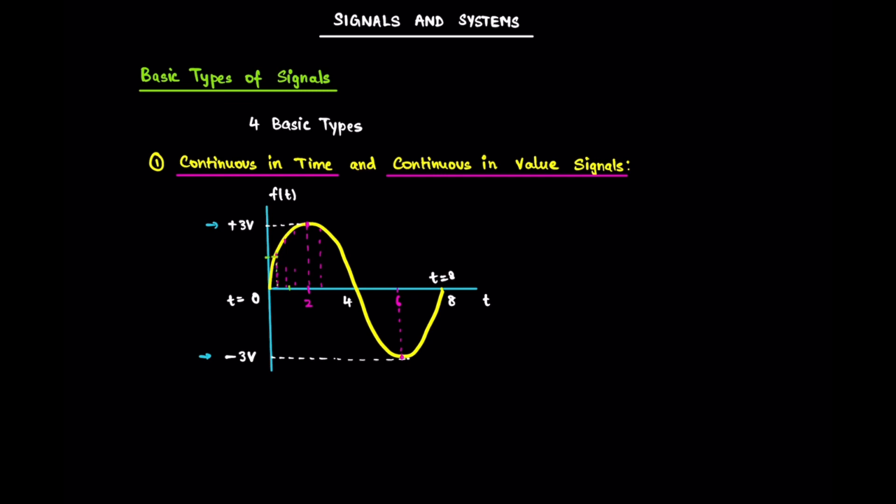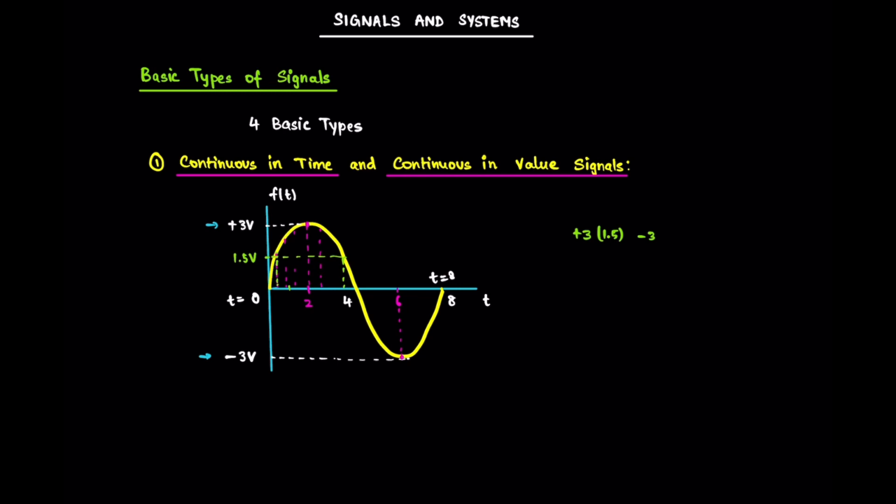Now for example, between plus 3 and minus 3, if I take 1.5, I can easily tell that the 1.5 volt is here and it is between plus 3 and minus 3. Therefore, the signal is continuous in value. So this is the first basic type of signal, the signal which is continuous in time and continuous in value.